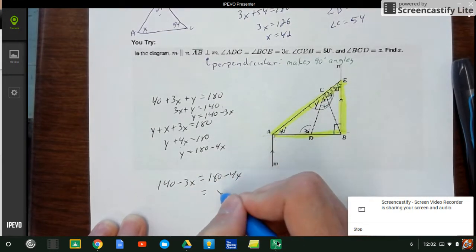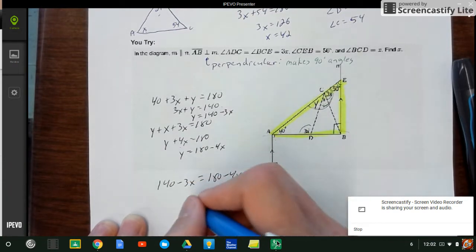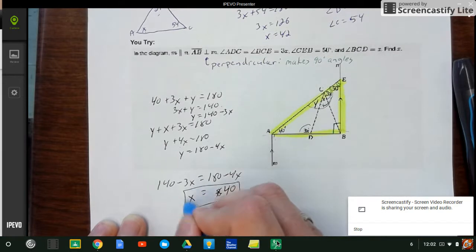Add my 3x over here. Whoops, wrong side. Add the 4x over here. There we go, that'll work. Subtract 140, and that leaves me x to be 40. And there we go. That's all they wanted.